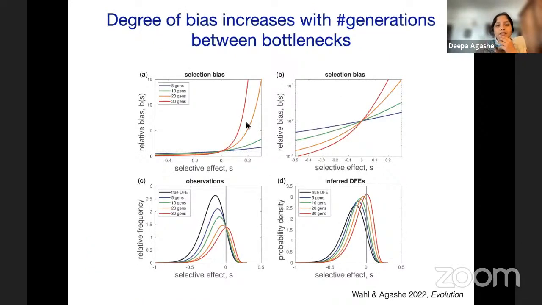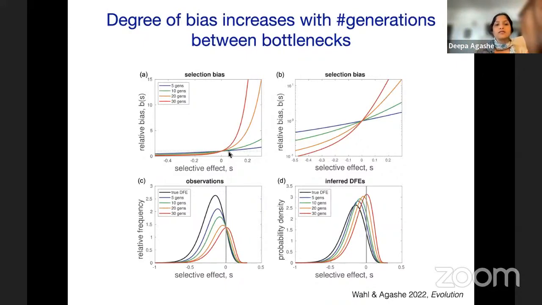Okay, so here are simulations that Lindy did with the basic calculation of how much selection bias we should anticipate, depending on the selective effect. The selection coefficient is on the x-axis, where 0 means neutral, and the relative bias is calculated based on that equation, given the S value. She's done simulations to ask what happens if there are 5, 10, 20, or 30 generations of growth between each bottleneck.